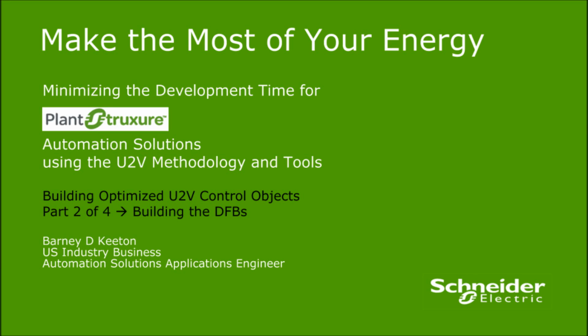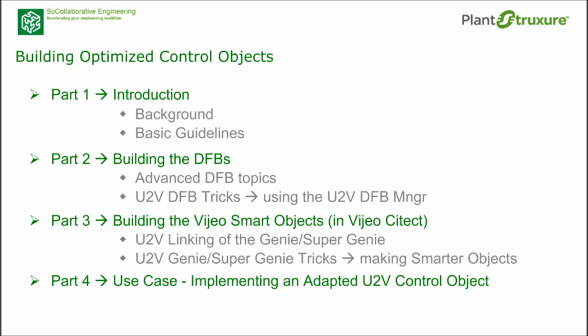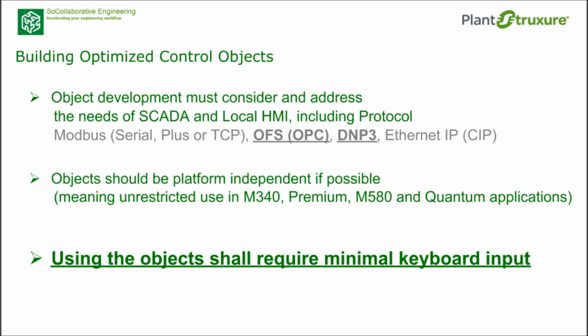Welcome. This four-part series is a walkthrough of the U2V methodology with focus on building optimized U2V control objects. This is part 2, and the topic is the control object, which is a UnityPro DFB. Along the way, I will present some tips and tricks that should prove useful whether you use the U2V tools or not. Here for review are the U2V development guidelines. All three of these will be addressed in this part of the series.